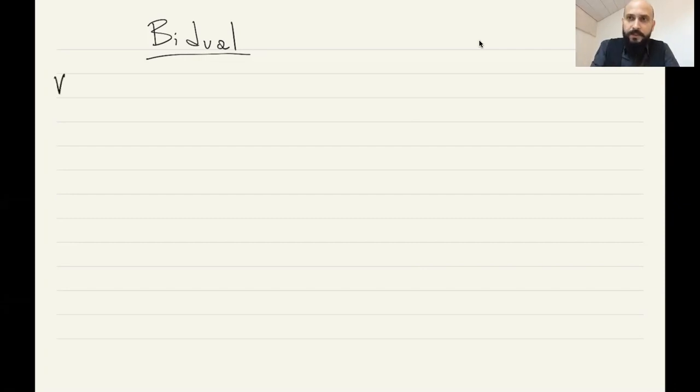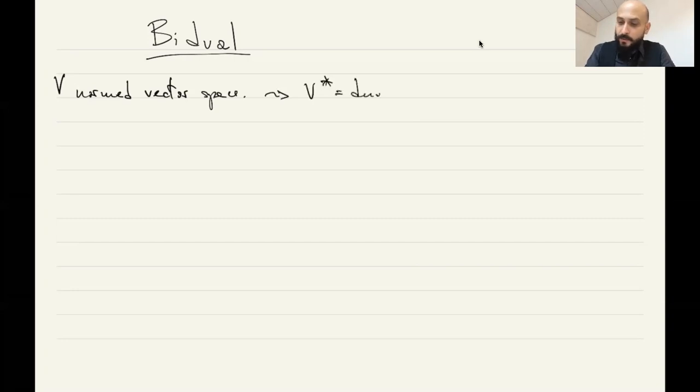So let V be a normed vector space. And so we consider V star, the dual. And as we said, this is a normed vector space. Okay, we also showed that this is actually complete. It's actually Banach. So it's a Banach space.